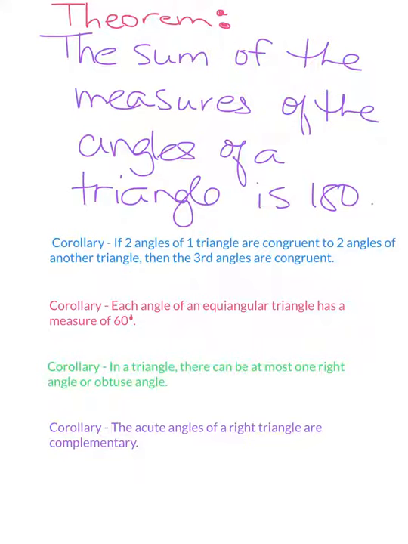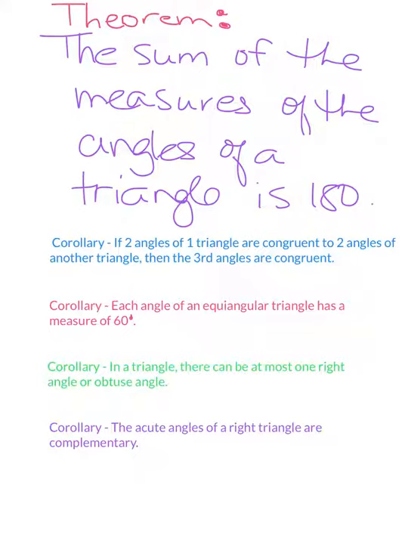The corollary in green says, in a triangle there can be at most one right angle or obtuse angle. So we know that the sum of the measures of the angles of a triangle is 180 degrees. So if we happen to have more than one right angle in a triangle, that would be 90 and 90 already, and we wouldn't have any measures left for our third angle. So that's why there can only be at most one right angle.